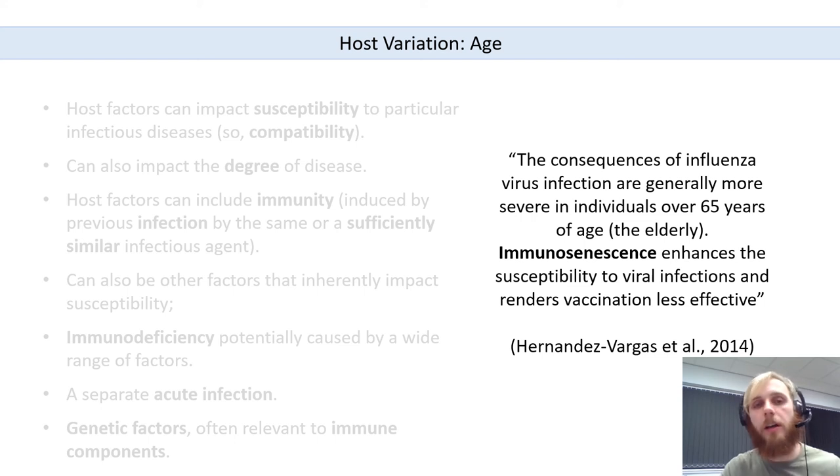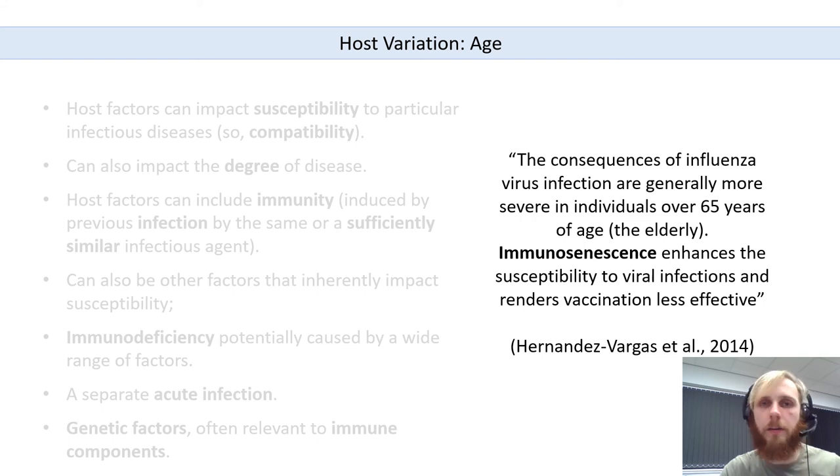As we've said earlier, age is a significant host variation, a variant across hosts that can be linked to differential disease incidence and disease progression as well. And it's this concept of immunosenescence, of the immune system aging, of the immune system changing over time, of on average older people having a less functional immune system, a less effective immune system than younger people.